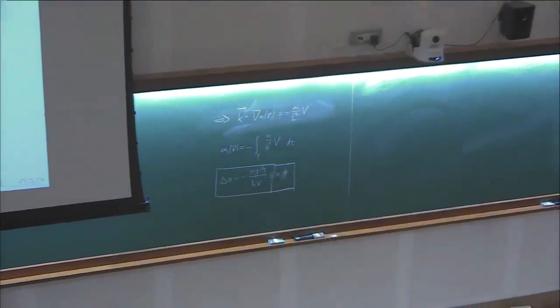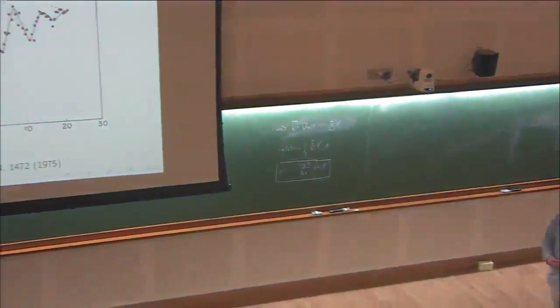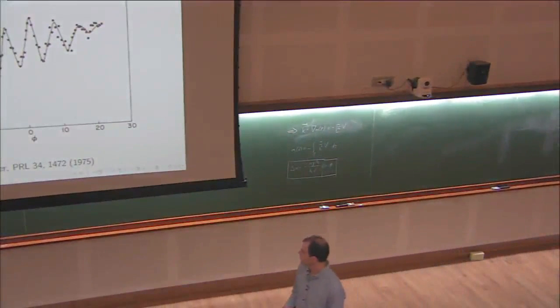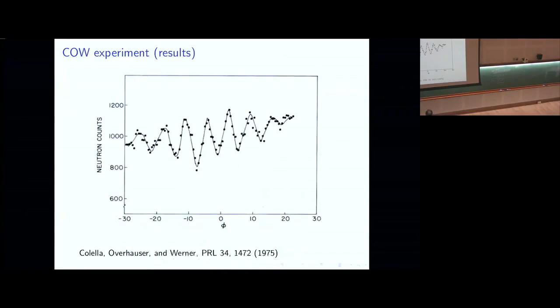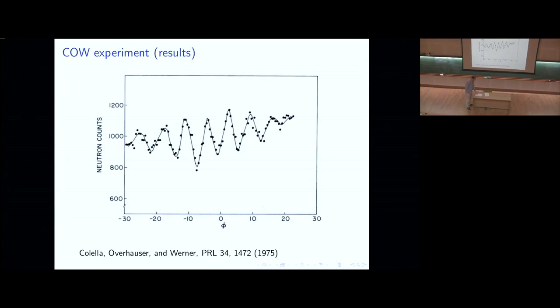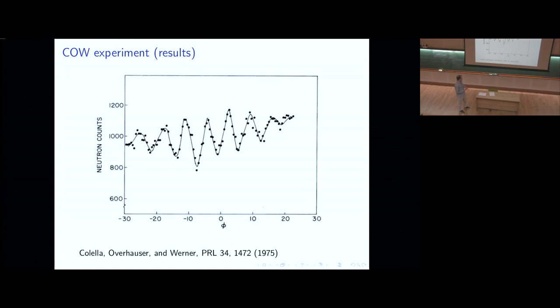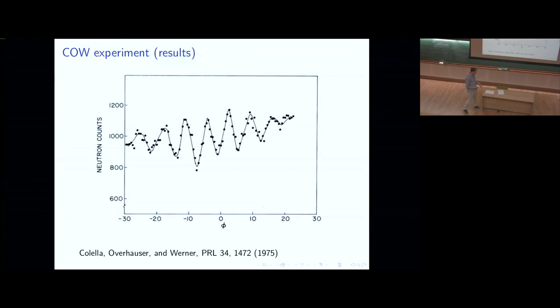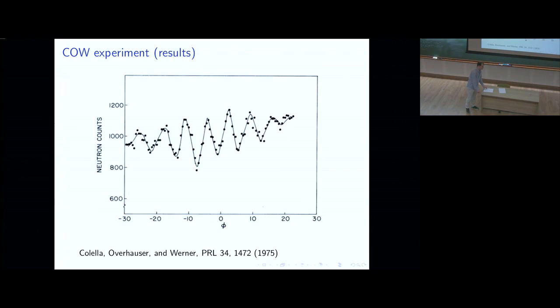And this is the result from when they actually performed this experiment. You also have the reference here, and you see that it's more or less what the theory predicts. Right? So you really see those oscillations of this angle phi. So you see that there is a phase shift that depends on the rotation angle, so a phase shift due to the gravitational field.